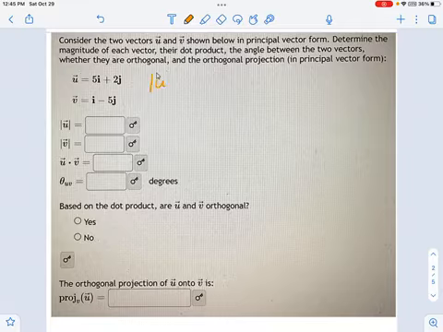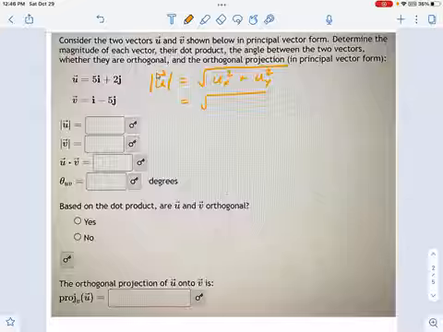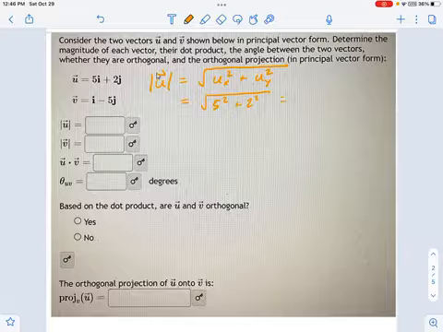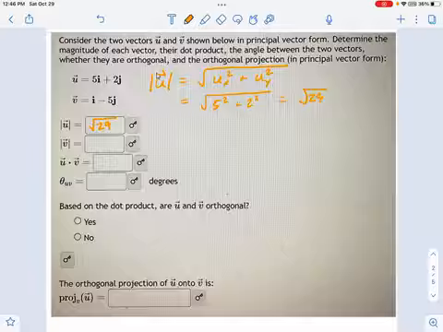Now, the magnitude of u is very easy. If you remember Pythagorean's theorem, this looks very similar for a reason we've talked about in class. You square the components, add them together, take the square root, and there you go. So for us, this is the square root of 5 squared plus 2 squared. What is that? 29. So the magnitude of u is the square root of 29.